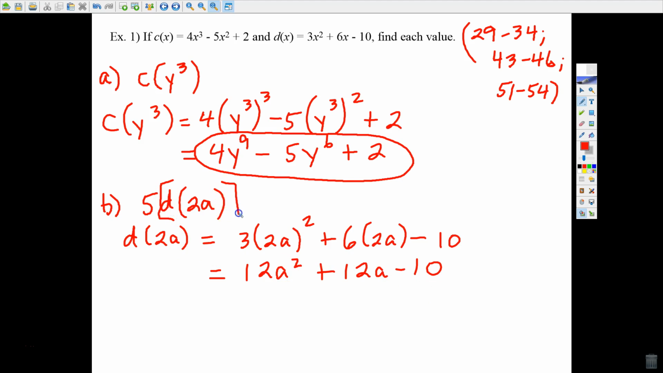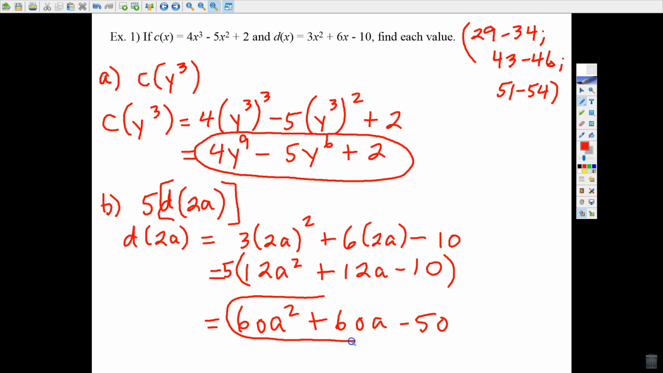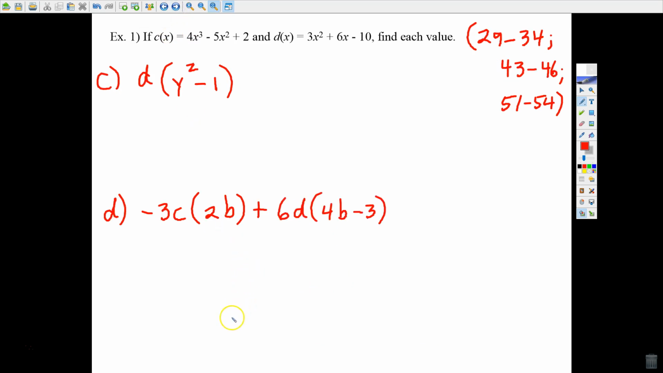We just did the D of 2a, and now whatever that result is, we just multiply by 5. Each of these terms multiplied by 5. So you can essentially think of it like distributing 5 to each of the terms. 60a squared plus 60a minus 50. Any questions on example 1b? Okay, let's try letter C.